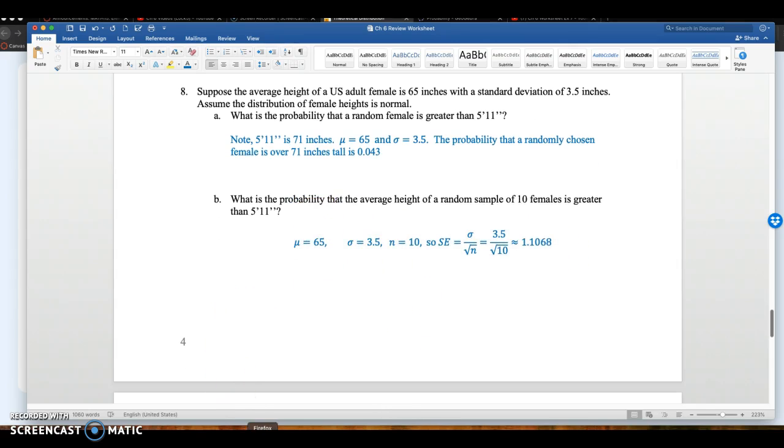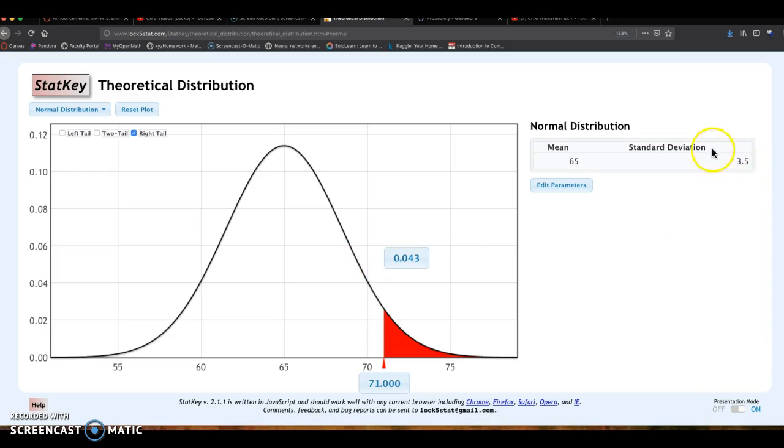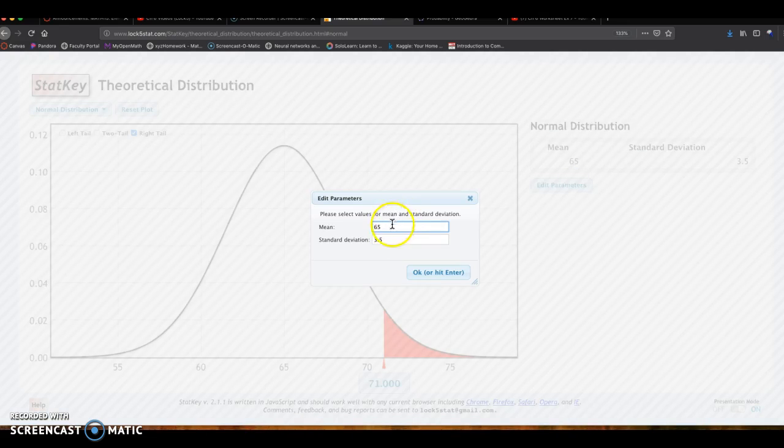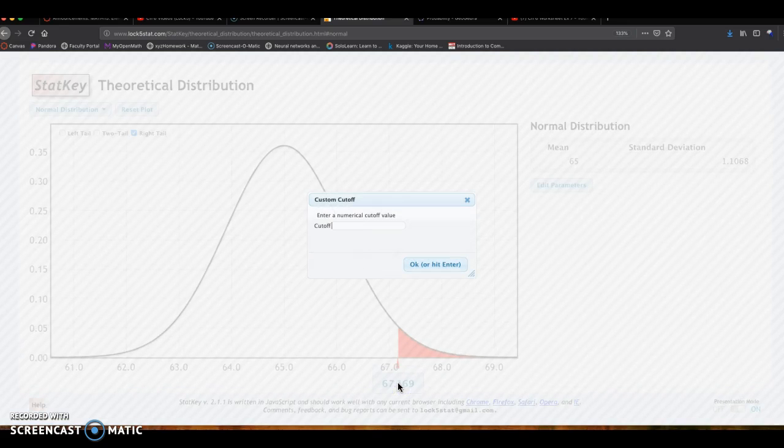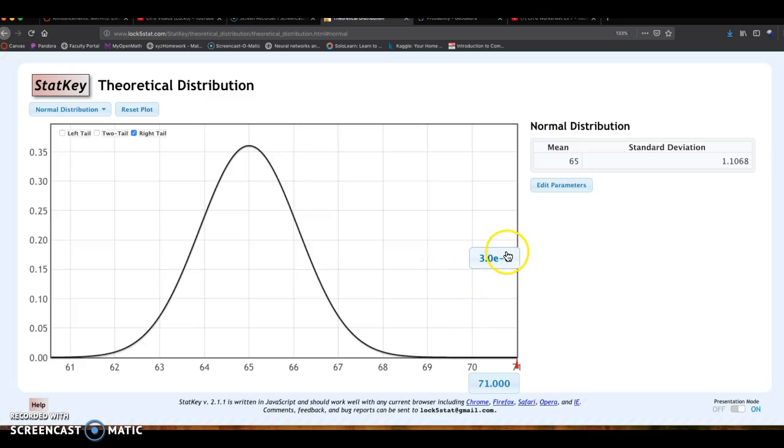So how does that change the scenario? If I go back to StatKey, I need to change the standard deviation. The mean is still the same, but now the standard deviation is going to be 1.1068. Still looking at right tail, down here this needs to be 71 inches tall. And we get essentially 3.0 e to the minus 8.